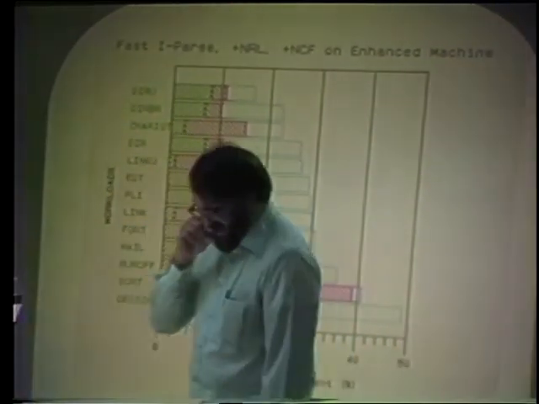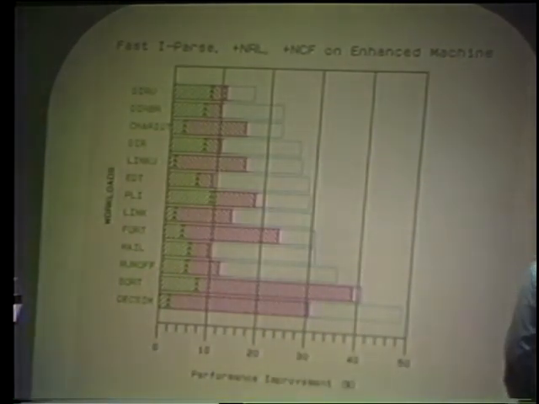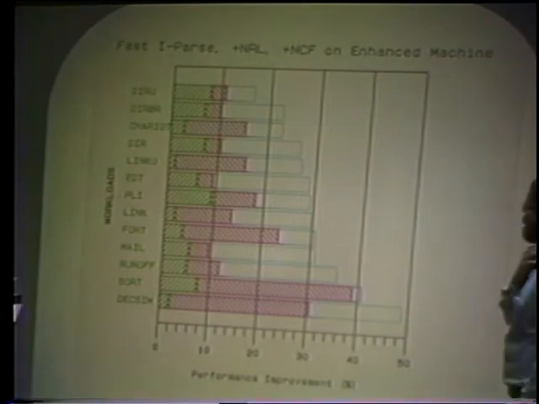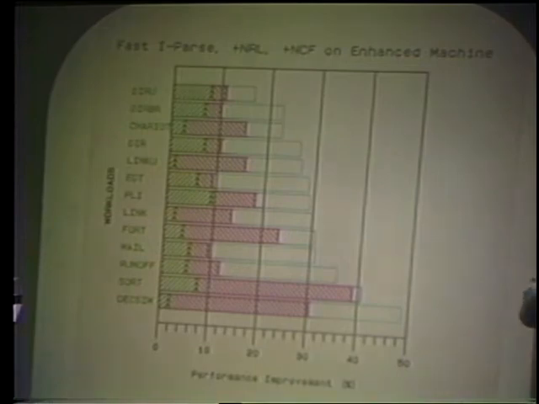I mentioned the fast instruction parse, which was just done as an experiment to see what the effect would be in terms of potential performance gains. And in isolation, these are features added to the enhanced machine. Adding the fast instruction parsing alone buys you 5 to 10% less in some cases. So probably not in isolation.